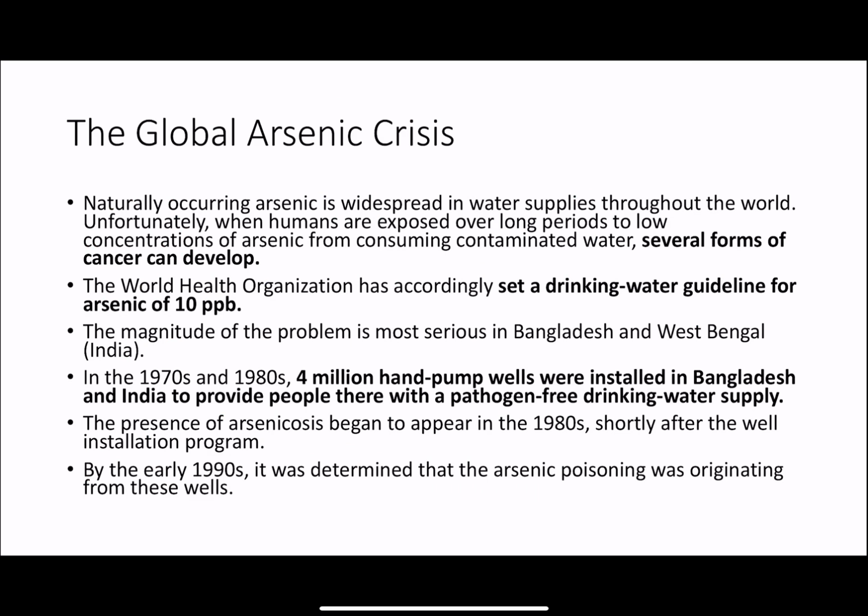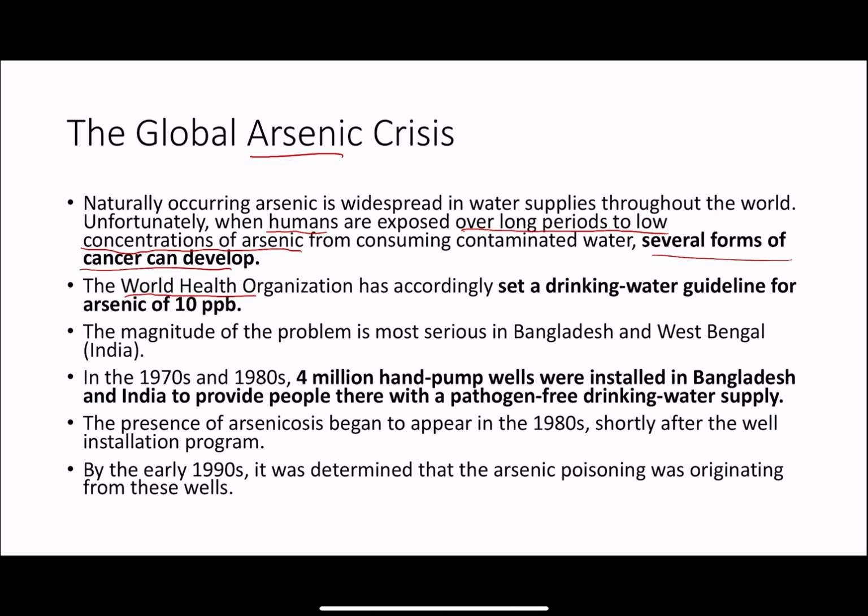Now, I'll give you a case study that was found in Bangladesh, but this is a very serious problem for groundwater. The arsenic crisis, the global arsenic crisis. Naturally occurring arsenic is found in some water supplies throughout the world. Unfortunately, when humans are exposed over a long period of time to even low concentrations of arsenic from consuming water that has arsenic, several forms of cancer can develop. You have to be careful. Arsenic in water means cancer can develop.